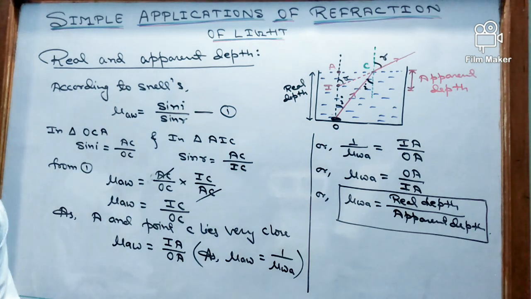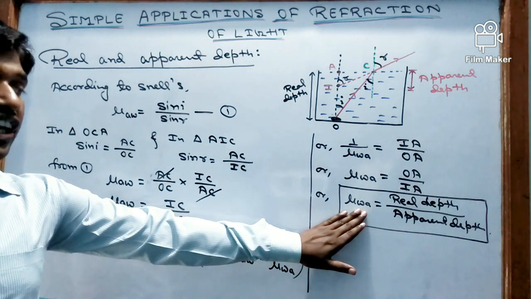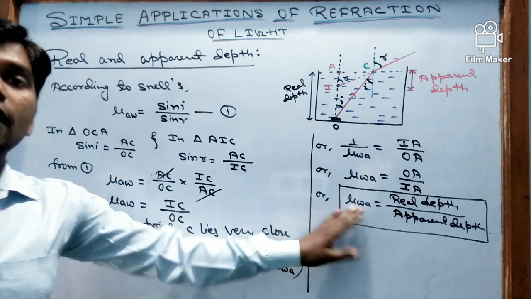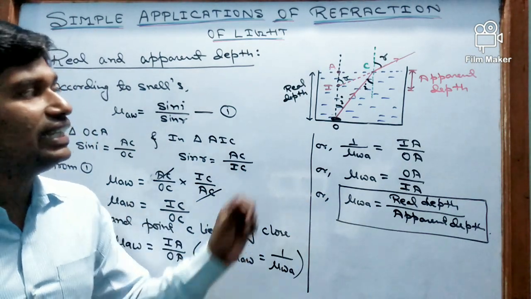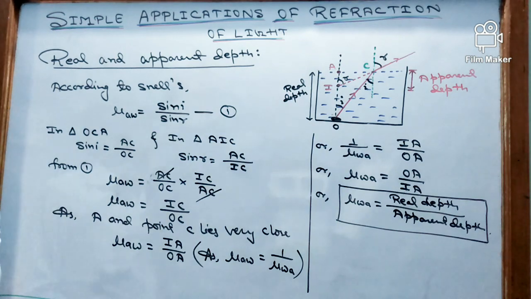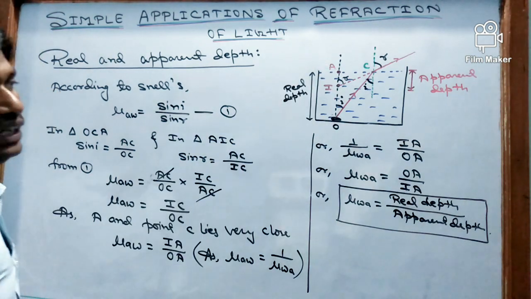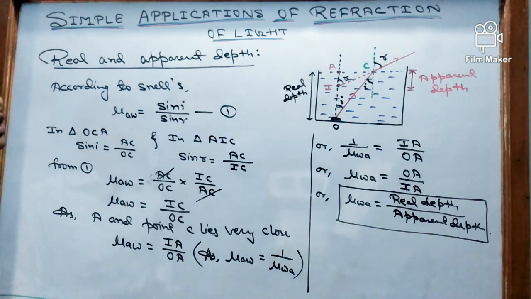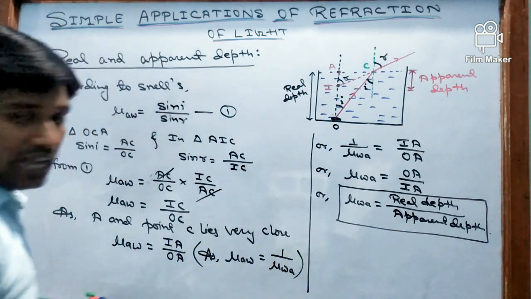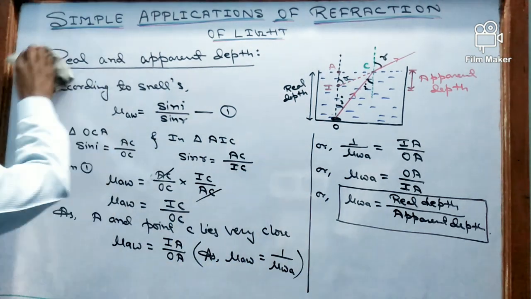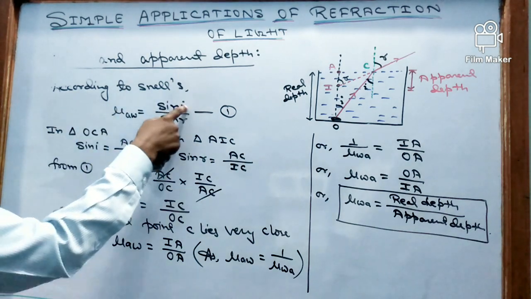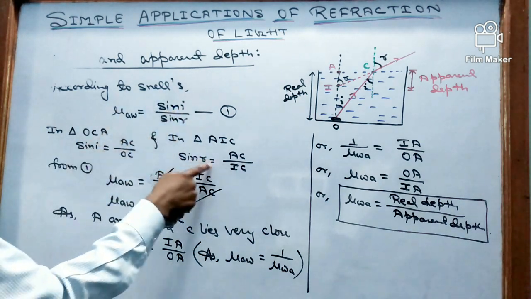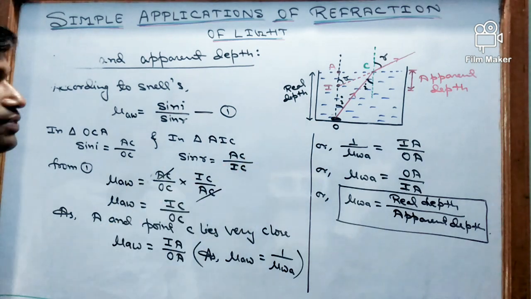So it depends upon the refractive index. One more thing we can find is the normal shift. I am just doing it again for the normal shift. You have seen this using Snell's law: sin i and sin r we found from the triangles and substituted, and we got this value.